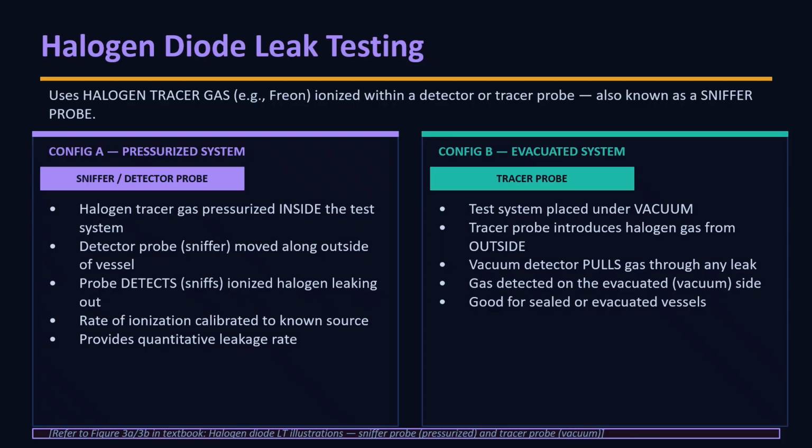Retention hook. Many inspectors confuse leak detection with leak measurement. Halogen testing can often do both. Depending on calibration, it may provide quantitative leakage information as well.